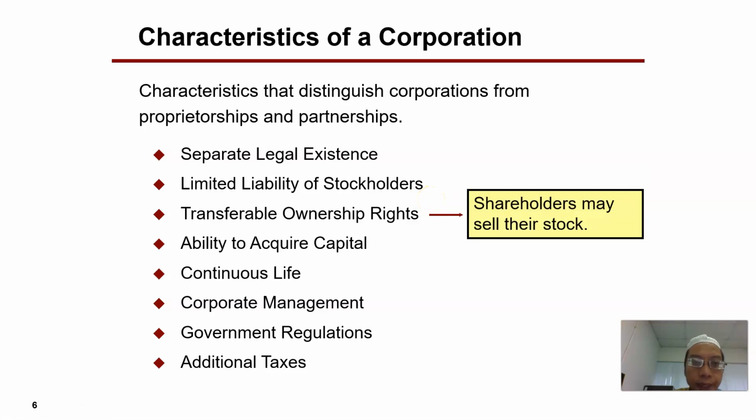The third characteristic is the transferable ownership rights. For sole proprietorship and partnership, the ownership of the business is not easily transferred. So if the owner dies, then the business will cease to exist. Or in a partnership, whenever the partners change, they will set up a new partnership. But for companies, people can freely sell their stake in the company to other people, but the company is still intact.